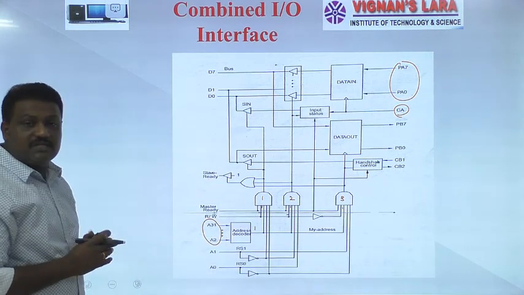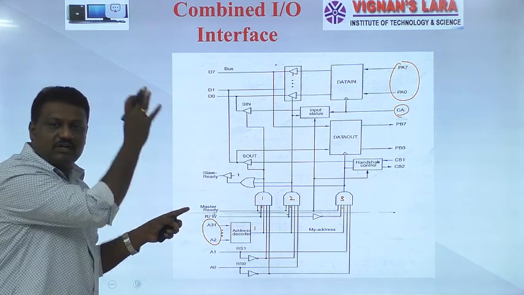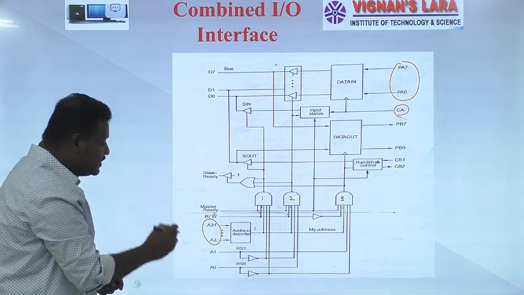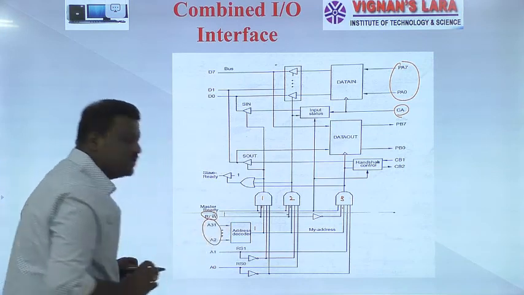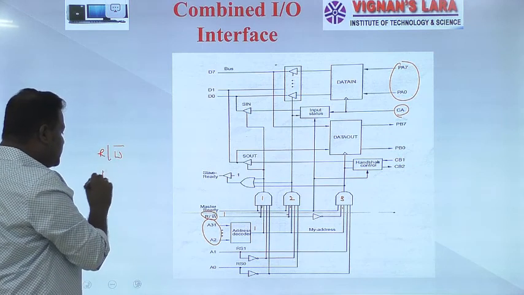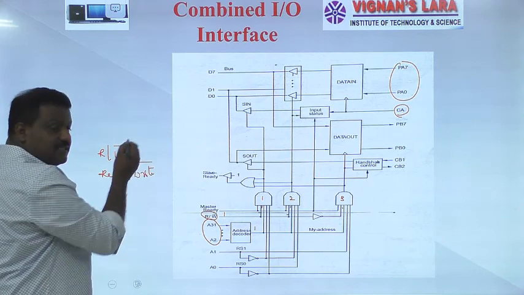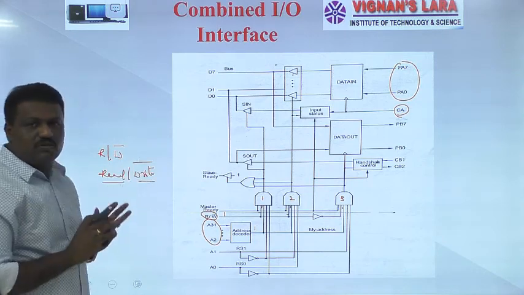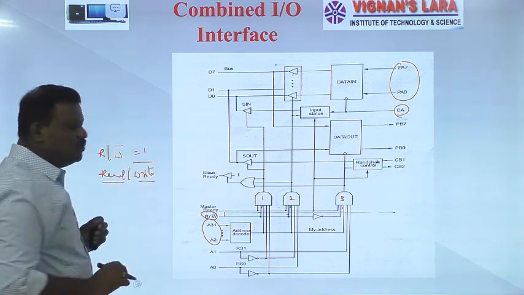And next it generates a control signal, which is read or write. So here our operation is to receive something from an input device, so it will activate a read signal. So this R/W bar becomes logic 1, because R/W bar indicates read/write bar. If the signal is 1, it belongs to a read operation. If it is equal to 0, it belongs to a write operation.